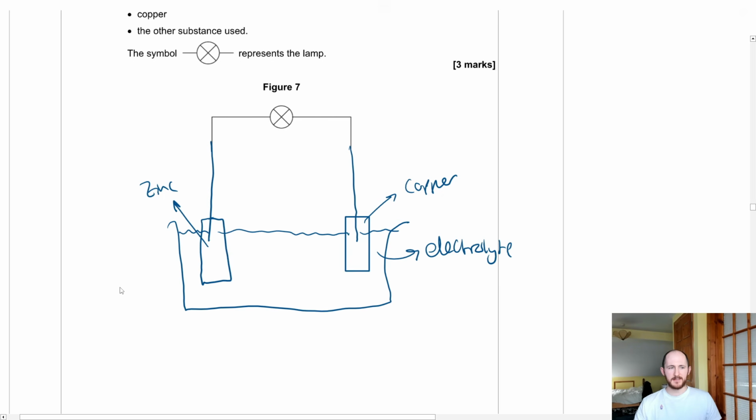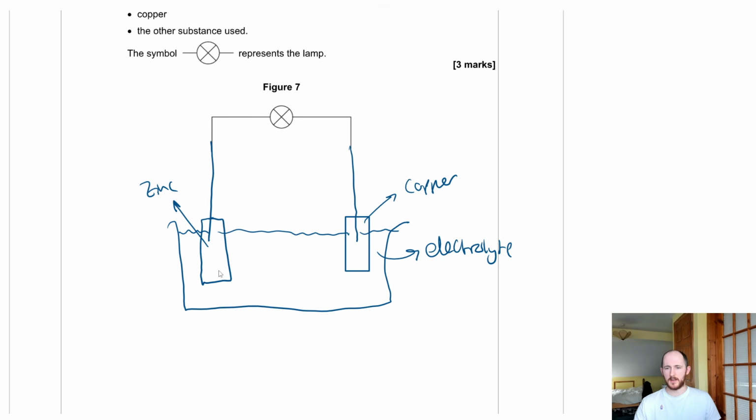Does the order matter? No. Although technically in real life it would, for the purposes of the question, the actual order, so zinc on the left, copper on the right, doesn't make a difference. So in GCSE they're not expecting you to know that copper should be on a certain side and zinc should be on the other side.